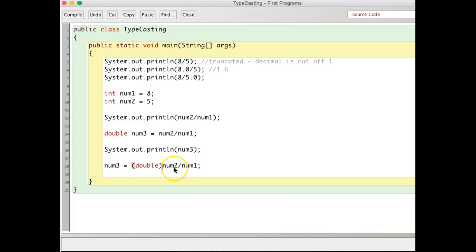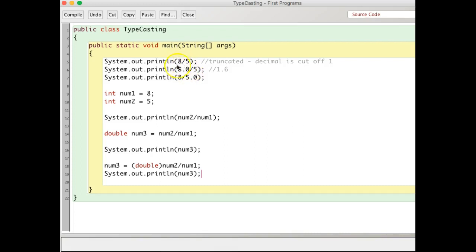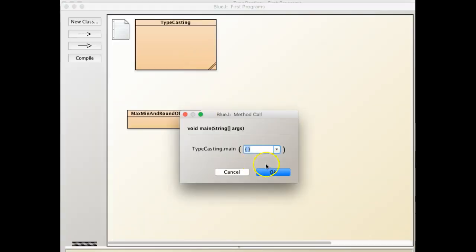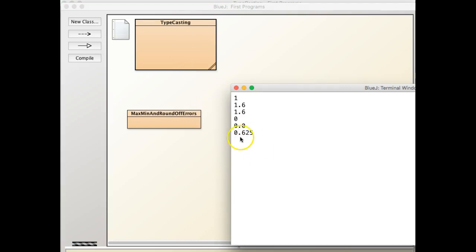So this double, num2 is now a double. So if I were to output this, it's going to turn out to be the same as this one. It's basically like I just put a 0.0 on this num2. Okay, so I get that 0.625 instead of the 0.